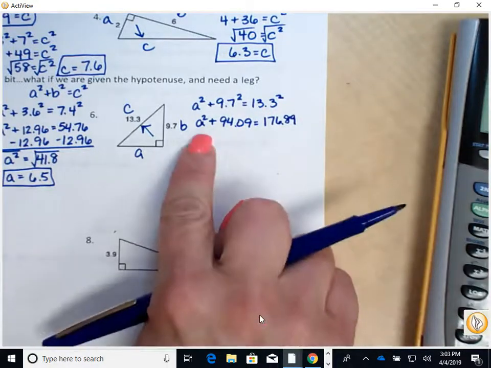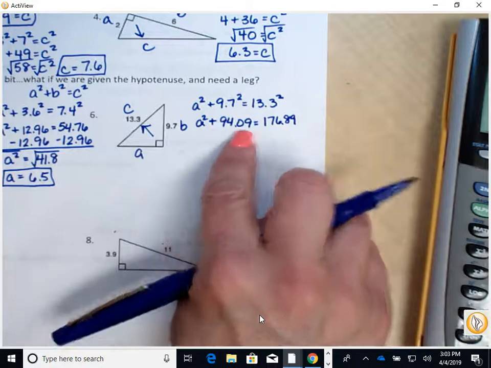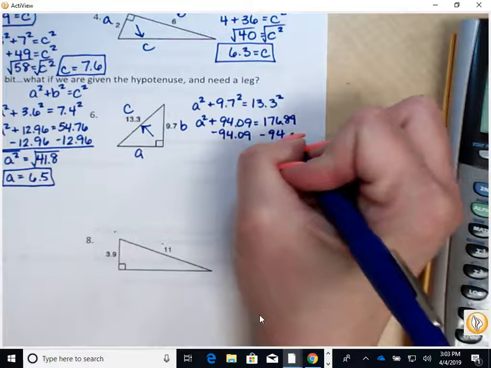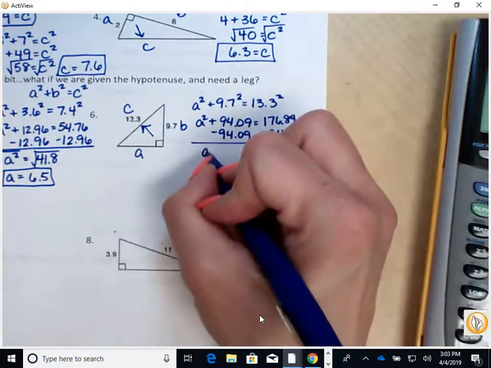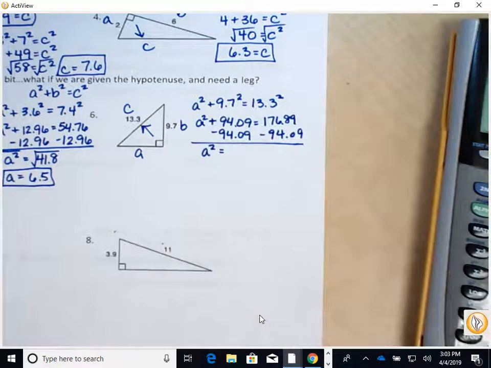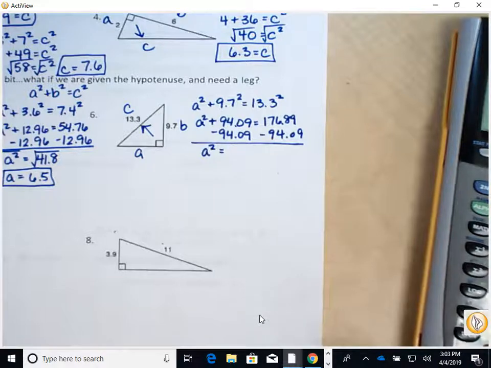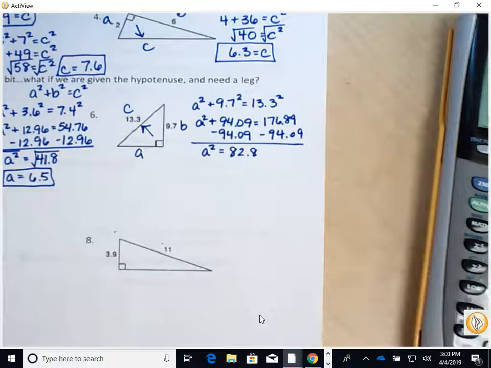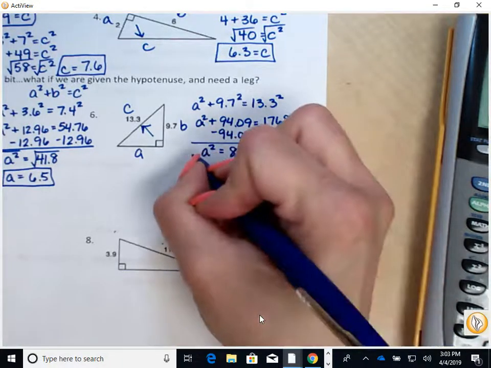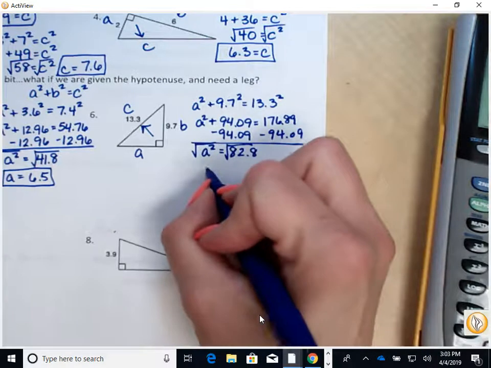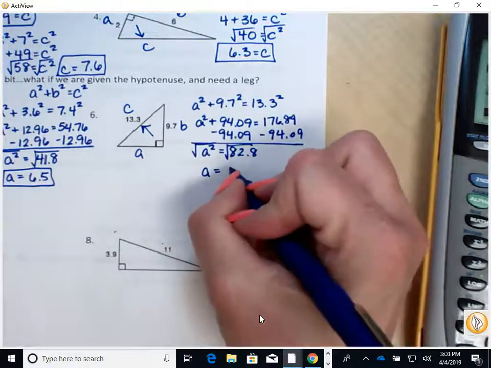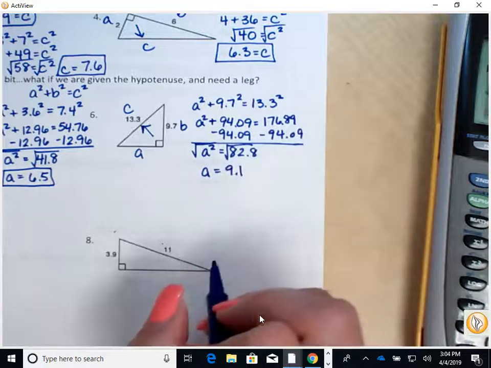And now again, I'm working towards getting that A squared by itself. So since I have plus 94.09, I need to subtract 94.09. Whatever I do to one side, I've got to do to the other. So 176.89 minus 94.09, and we get 82.8. And then to get that A by itself, I've got to get rid of the square, so we do the inverse and take the square root. So that leaves me A equals square root of 82.8 gives me 9.09. So that ends up being 9.1 when you round to the nearest tenth.